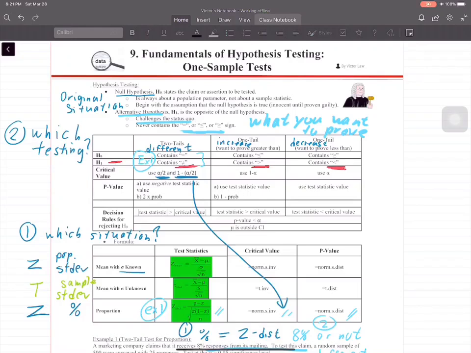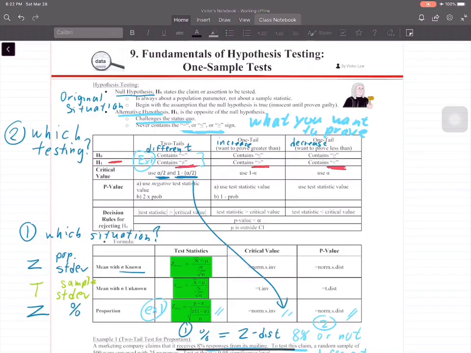And the reason why you need to know which testing you're dealing with is because when you're calculating the critical value and p-value, you need to know what value you need to put into the formula and what steps you need to do to calculate the value. So that's why you need to know which testing you're dealing with, because each testing will have different values that you need to put in and they have different steps.